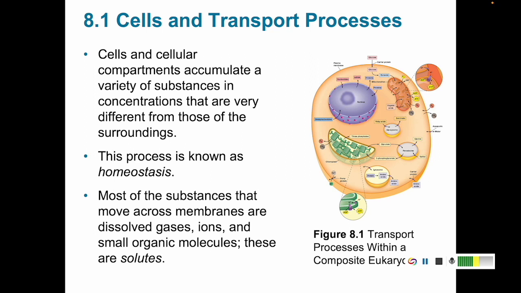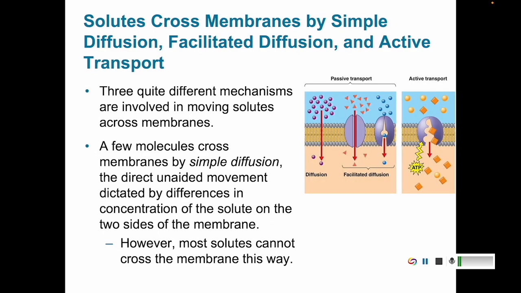Most of the substances that are going to move across the membranes are going to be solutes, or things that are dissolved. So dissolved gases, that would be things like oxygen, carbon dioxide, dissolved ions like the sodium and potassium, and small organic molecules like our amino acids or our sugar molecule. So those are all different solutes that get brought into and out of the cell.